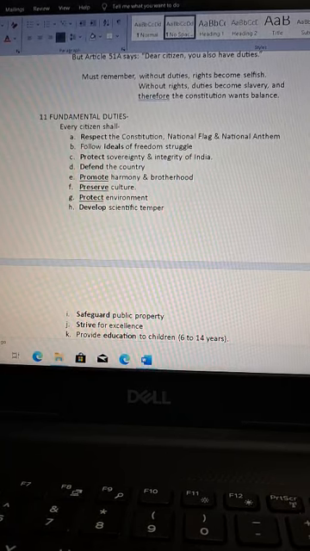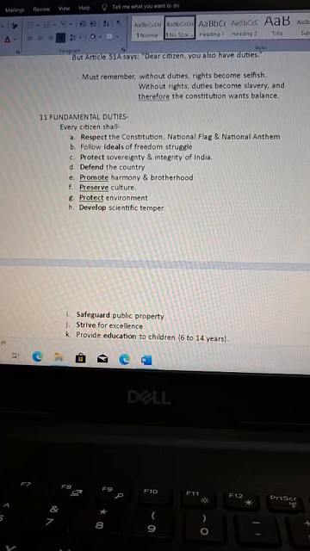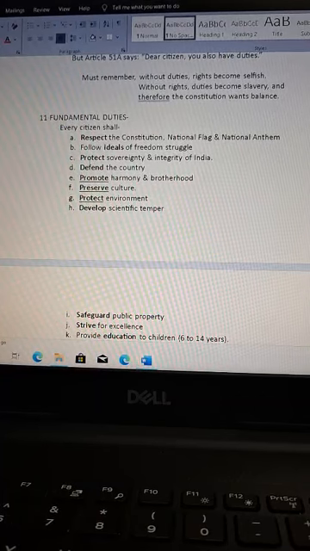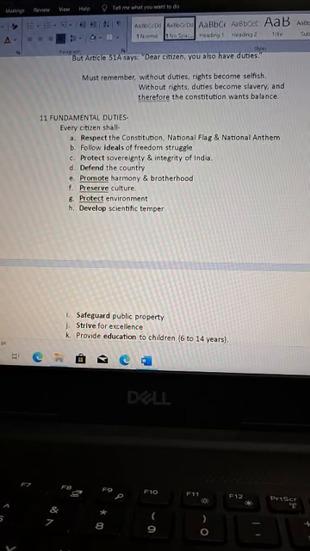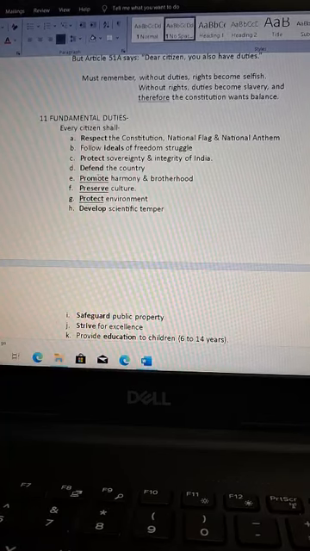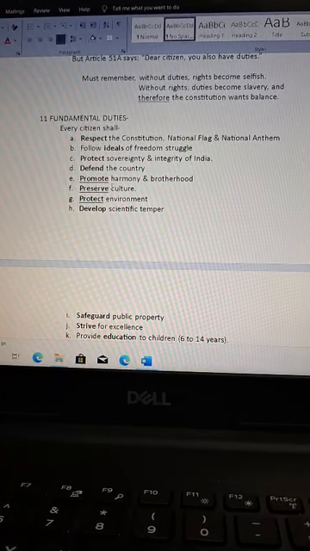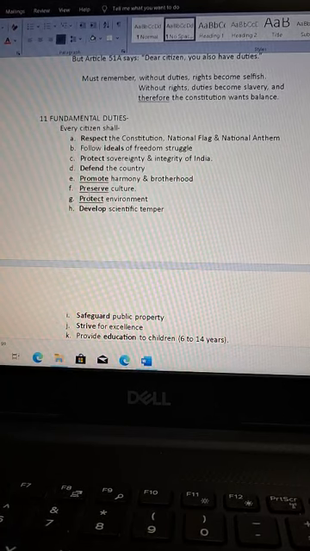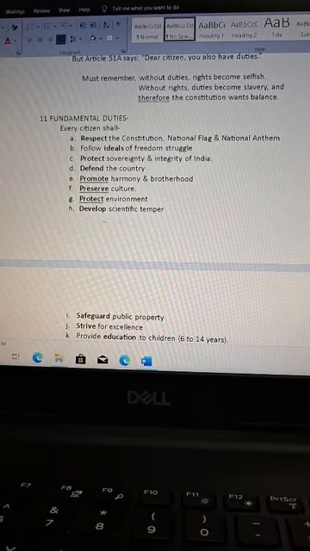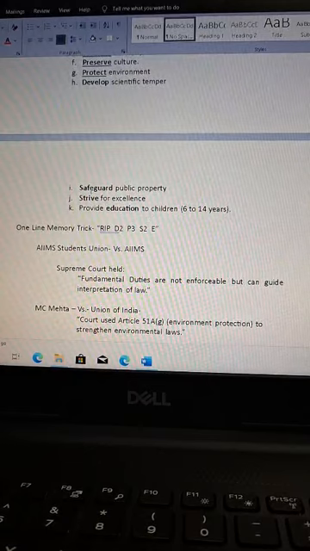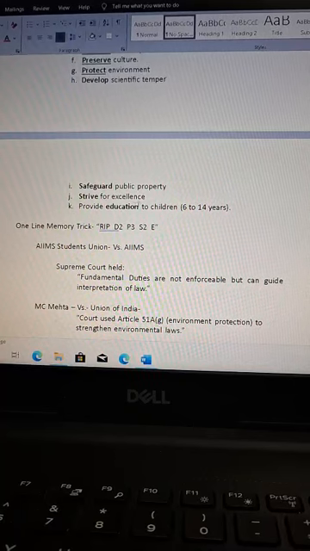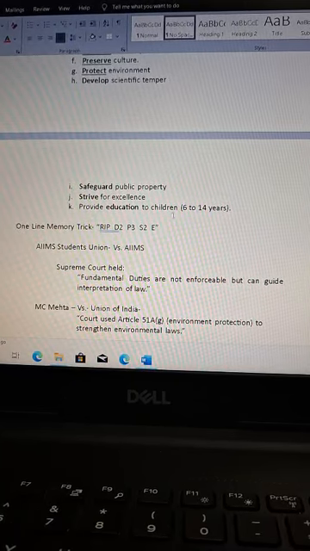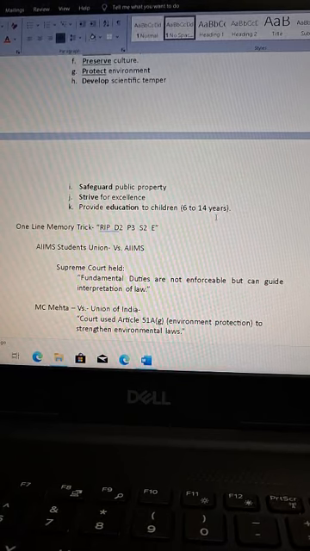Every citizen shall: A. Respect the Constitution, national flag and national anthem. B. Follow ideals of freedom struggle. C. Protect sovereignty and integrity of India. D. Defend the country. E. Promote harmony and brotherhood. F. Preserve culture. G. Protect environment. H. Develop scientific temper. I. Safeguard public property. J. Strive for excellence. K. Provide education to children 6 to 14 years.